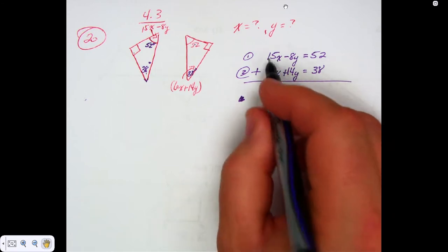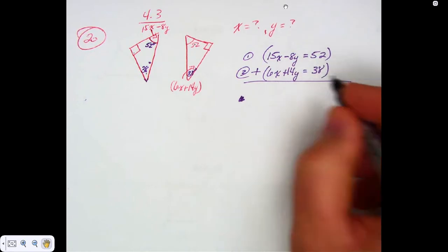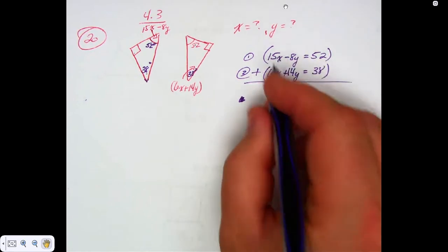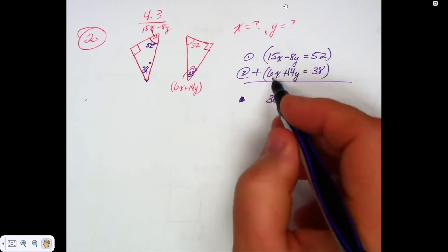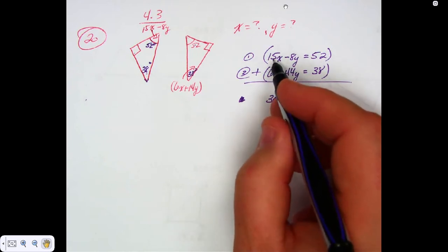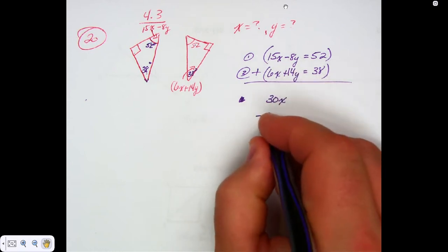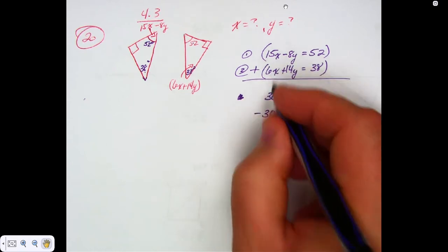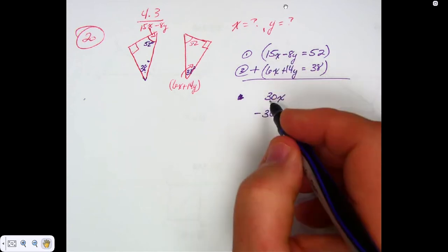So what you do now is you pick a variable and you decide, well, I'm going to get rid of that variable. Well, in this case, I'm going to pick x. I'm going to make this top one 30x. I'm going to look for a least common multiple. 15 times 2 is what? 30. And 6 times 5 is what? 30. So I'm going to change this 6x into a negative 30x. I'm going to change 15x into a 30x.